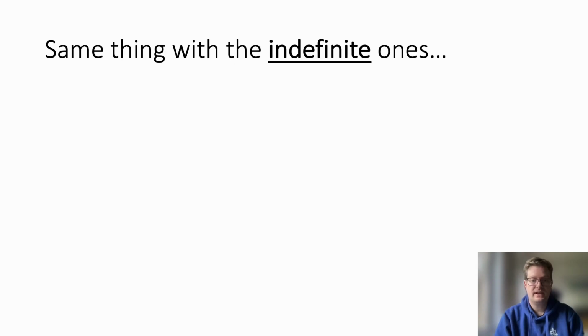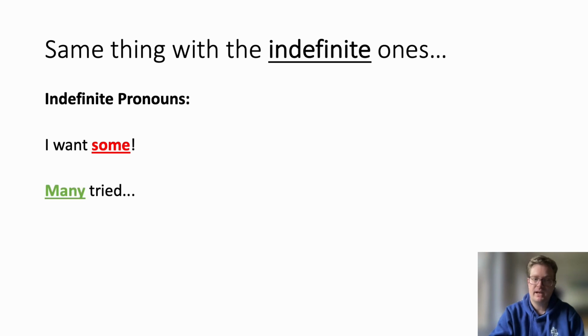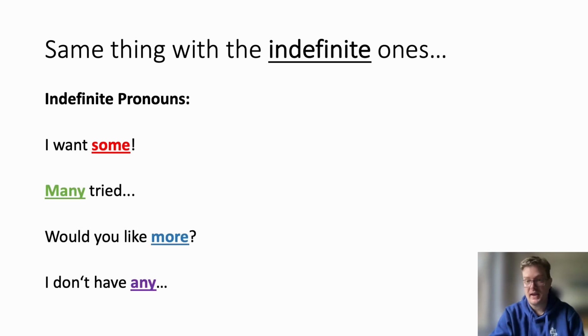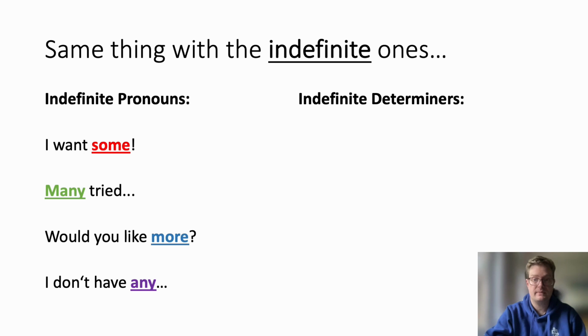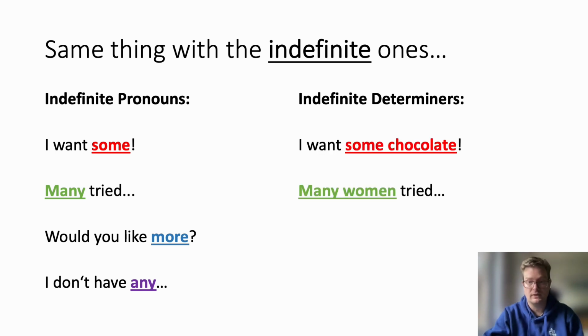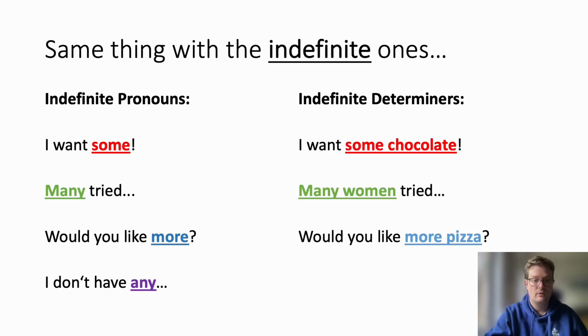The same thing happens with the indefinite pronouns. Most of them, not all of them, but most of them can also act as an indefinite determiner. So you might have something like, I want some. Many tried. Would you like more? I don't have any. Those are pronouns because they are replacing the whole noun. If they were determiners, it'd be something like, I want some chocolate, or many women tried, or would you like more pizza? In these ones, you've said the noun, like you've actually used it as a determiner, which is just in front of the noun showing the relevance to the rest of the sentence.